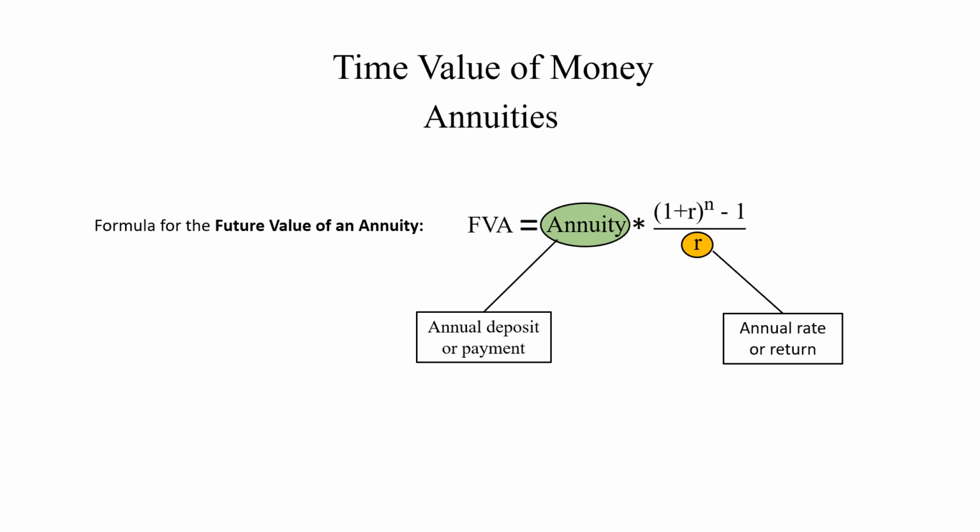Or if this financial instrument is generating some other form of revenue, such as dividends or profits, the R term would represent the annual revenue received as a proportion of, that is, divided by, the principal, the total amount you deposited. And the N would represent the amount of time in years.